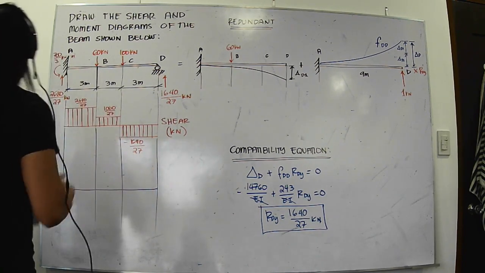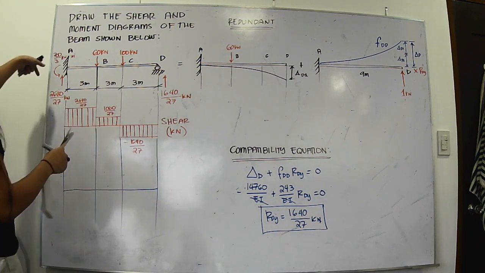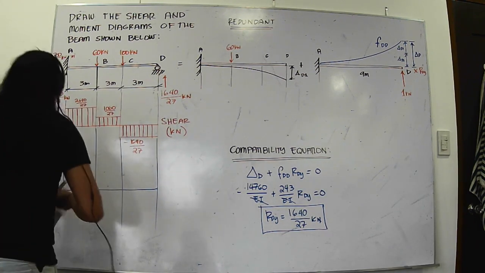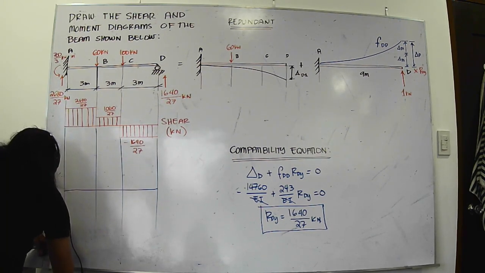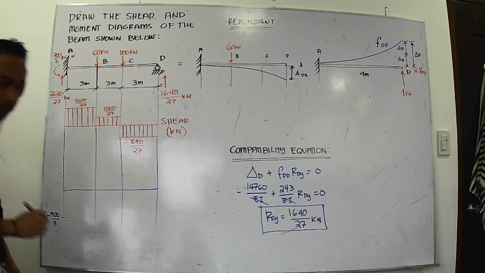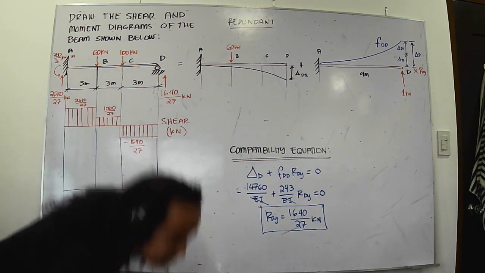We're talking about moment gathering. We have 700 over 3. It's going down, so this is our quantity: 700 over 3 kilonewtons. Okay? I hope it's clear to you.